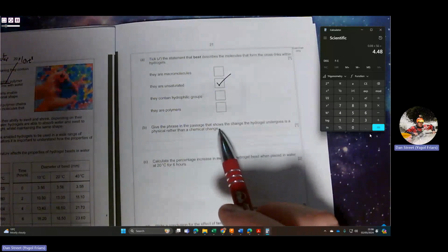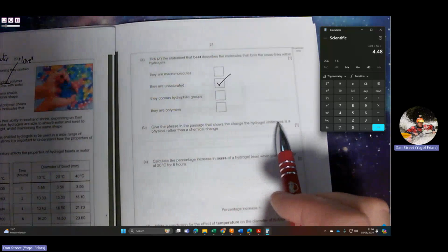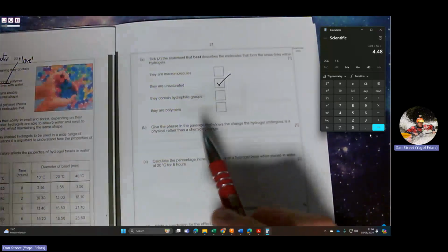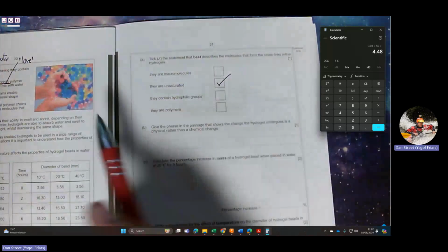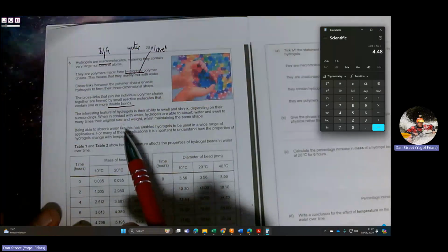Give the phrase in the passage that shows the change the hydrogel undergoes is a physical rather than chemical change. A physical change is one that can be reversed easily, whereas a chemical change can't be reversed very easily, so we need to look for evidence of a change that can be reversed easily. If we have a look in the text, we might find something that suggests that. We know that they swell.